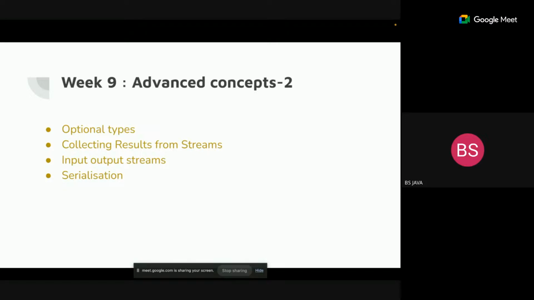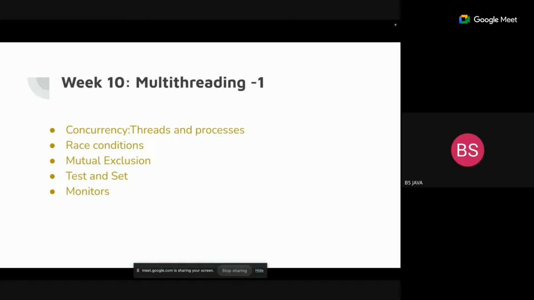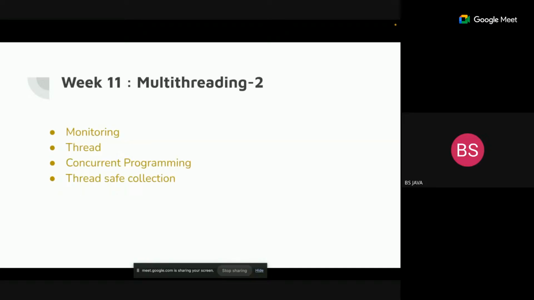Okay, so in week 9, we'll discuss streams in detail. We'll also see file handling, basic file handling in week 9. And in week 10, we'll move on to more advanced topics like multi-threading. We'll see how to create threads. And also, week 10 is basically a theoretical week where we'll discuss race condition, mutual exclusion, some of the principles in multi-threading. And in week 11, we actually learn how to do multi-threading programming.